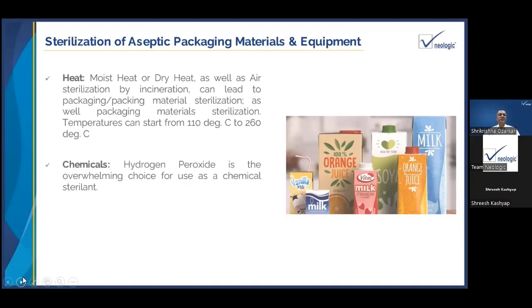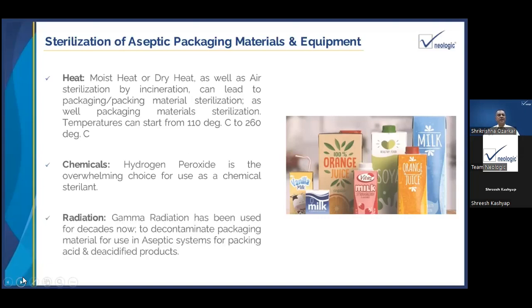Chemicals, as we mentioned earlier, with hydrogen peroxide being the choice of chemical sterilant. And radiation, as I also mentioned earlier: all the aseptic bags are pre-sterilized before filling by gamma radiation. This has been used for decades now to decontaminate the packaging material using an aseptic system for acidified or deacidified products.